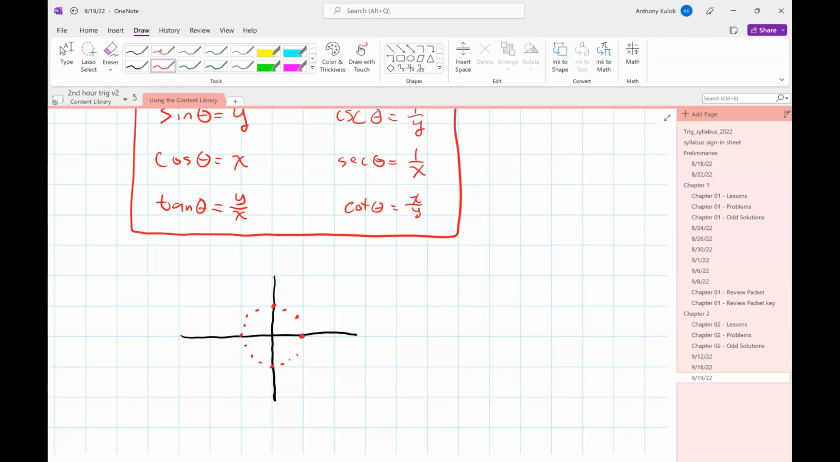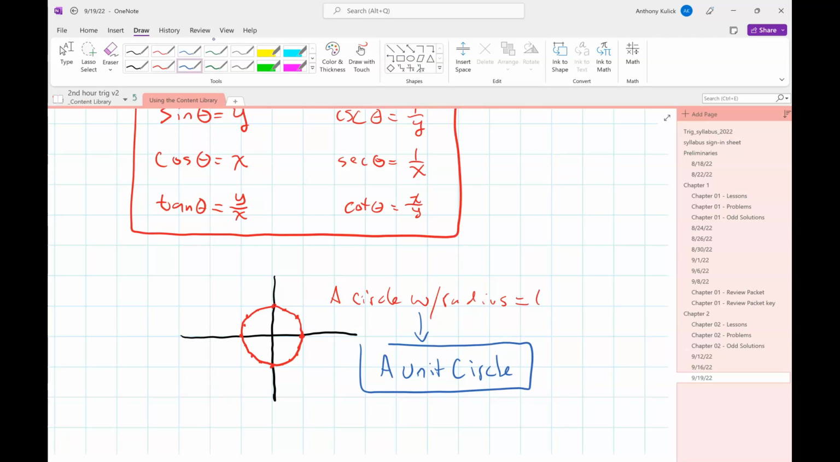What am I getting here? Yeah, this is a circle. Right? A circle whose radius is 1, because every point is 1 unit away from the origin. That's the center of the circle. What do we call this kind of thing? We call it a unit circle.